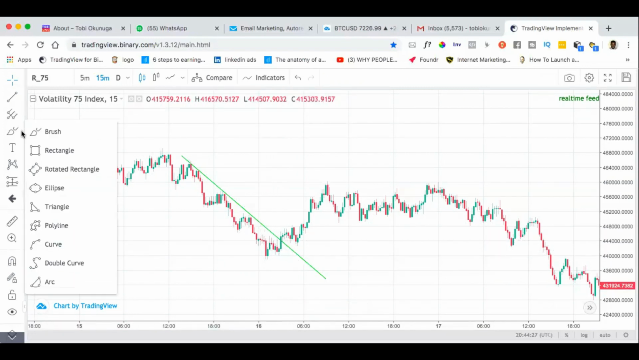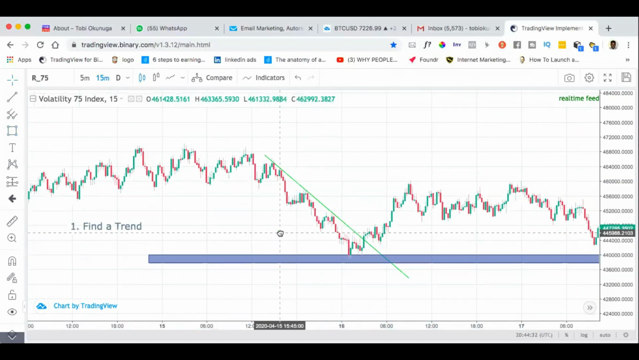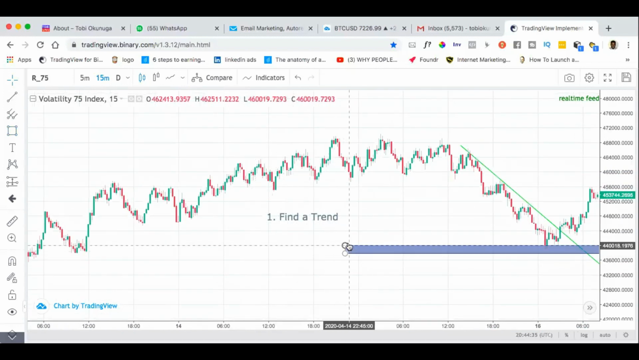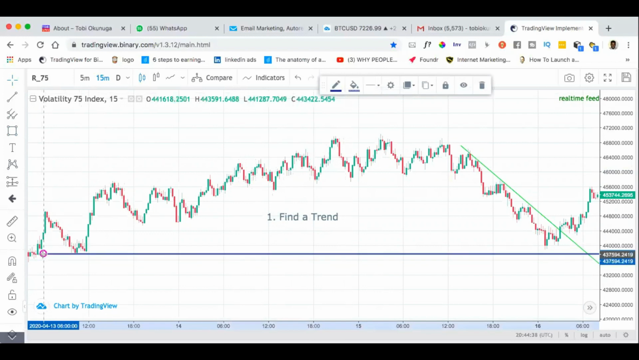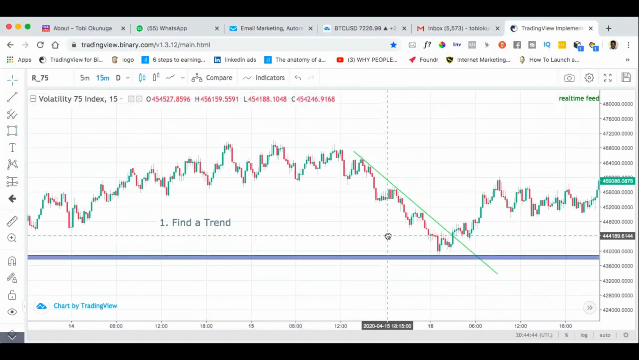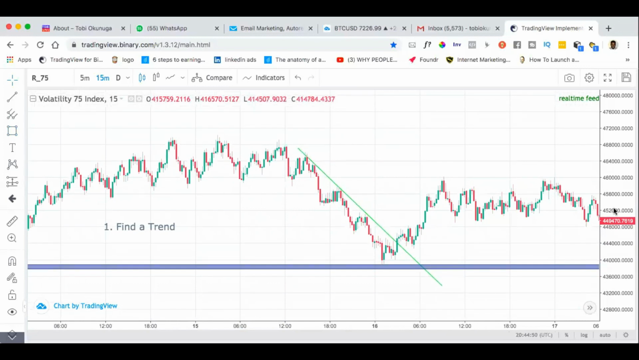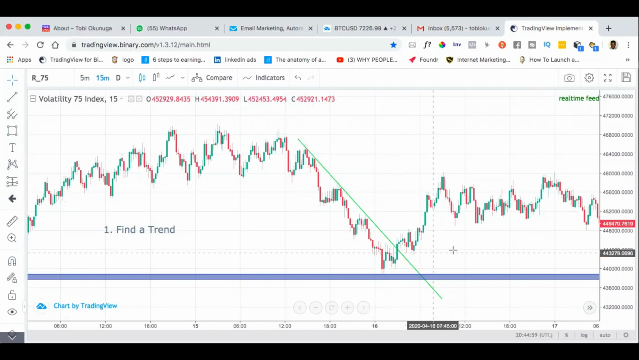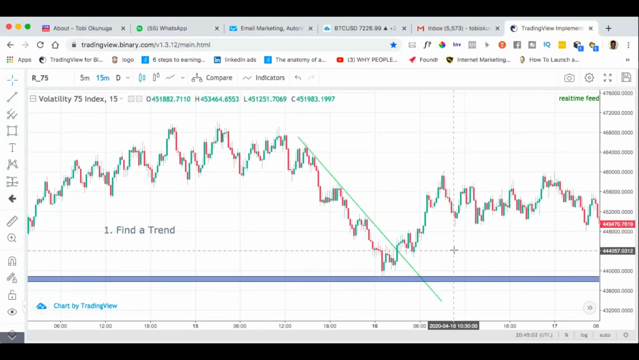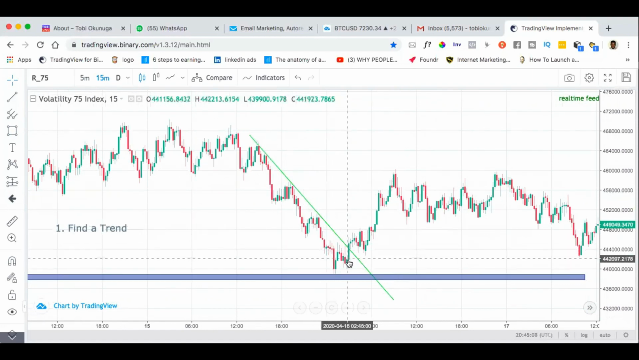So this is your support. If you go way back, you should be able to see that this is a strong support level. Then something you must also understand is that VIX 75 respects technical analysis a lot. Once you understand support and resistance, supply and demand, you excel trading V75. So you want this to be at a strong support zone. So once you get to that support zone, you are waiting for the formation of a W or an M.